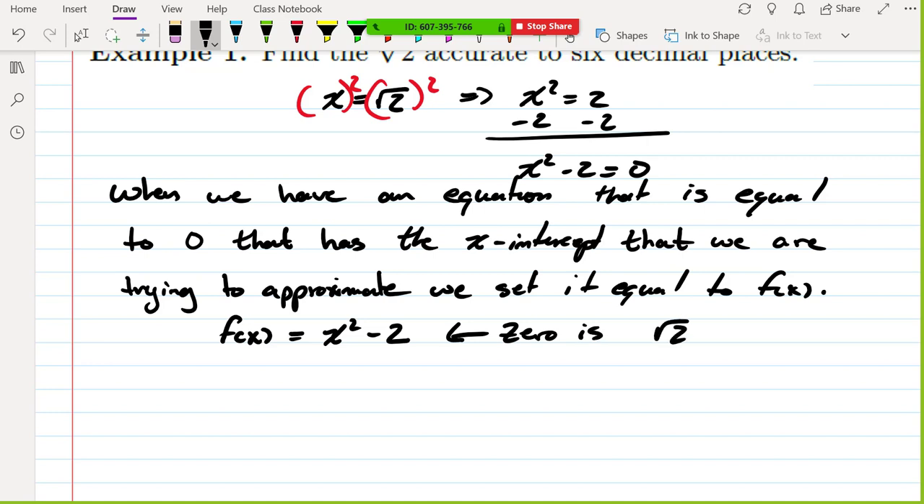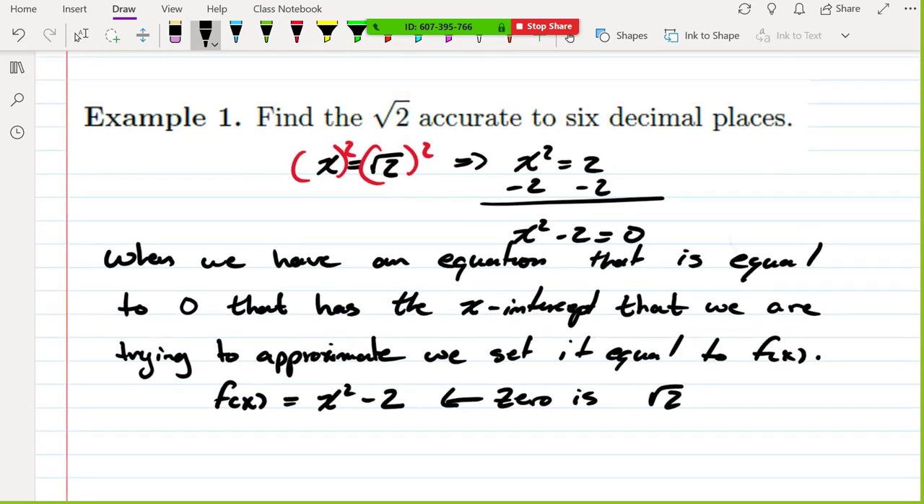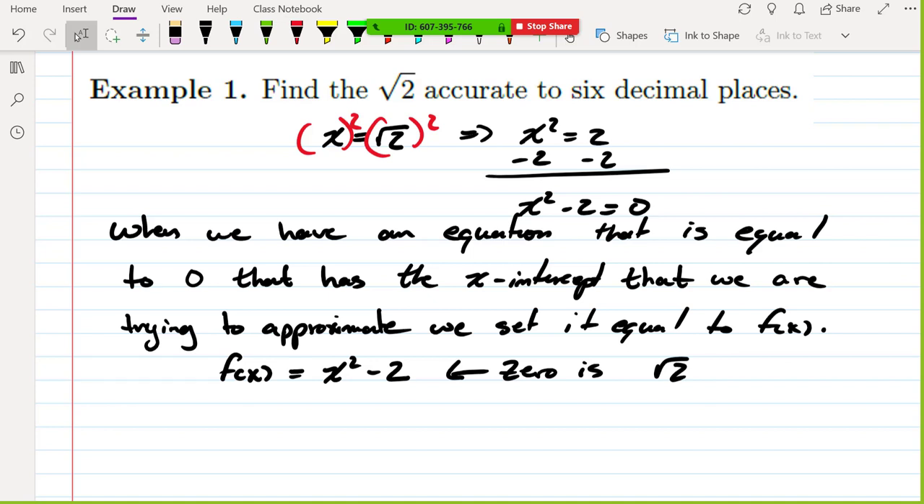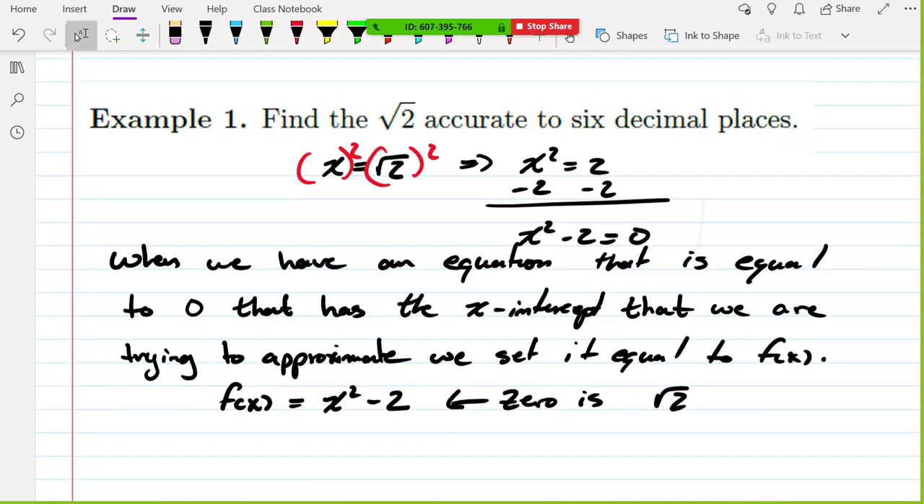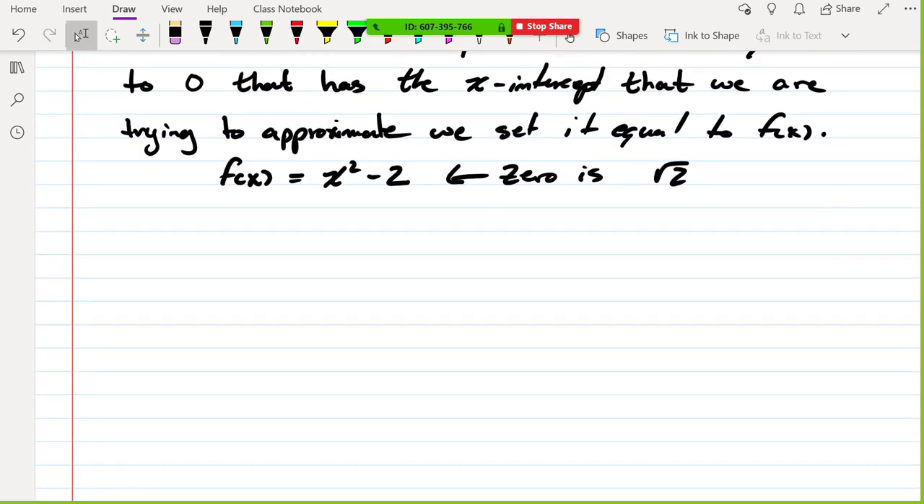Because if I plug the square root of 2 in, the square root of 2 squared is 2, and 2 minus 2 is 0. So sometimes the hardest part of doing a problem like this is coming up with the f that has the right 0. Because now after we have f, the rest of this is just using this formula that we have right here. So to use our formula, we're going to need a guess, and we're also going to need to know the derivative. So the derivative of x squared minus 2 is equal to 2x.